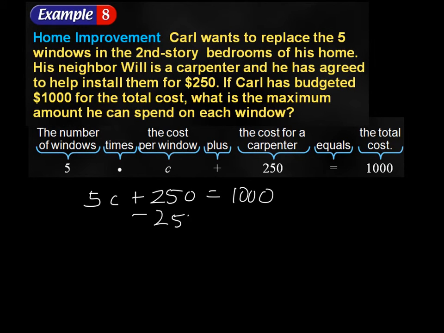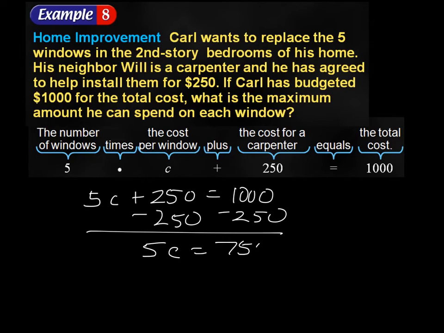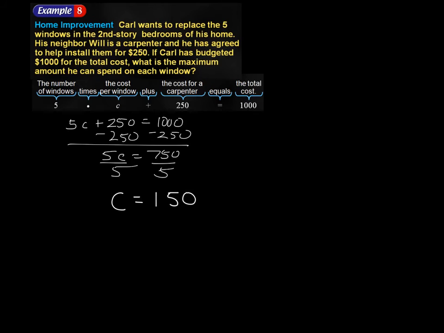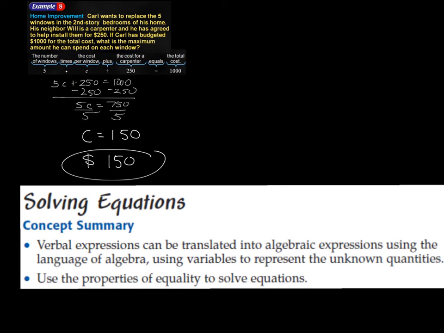We're going to subtract 250 from both sides of the equation to undo plus 250. So 5c equals 750, and divide by 5. So the maximum you can spend on each window is $150. At this point, we're looking at the outdatedness of this book because it'd be way more money than that. Verbal expressions can be translated into algebraic expressions using the language of algebra, using variables to represent unknown quantities, and we use the properties of equality to solve equations.